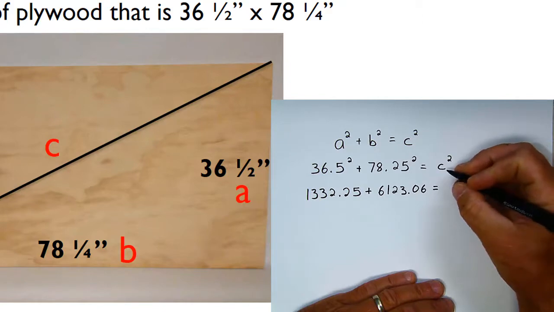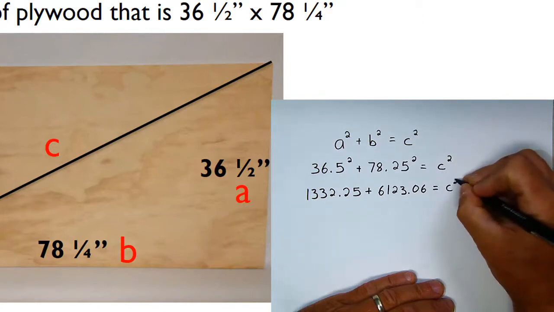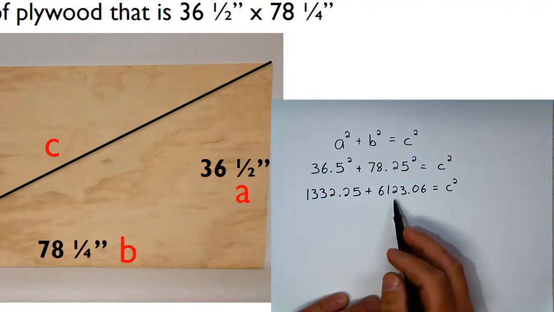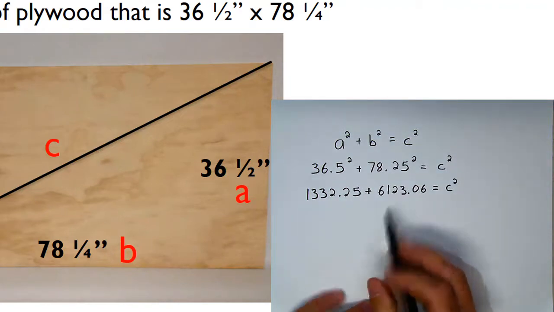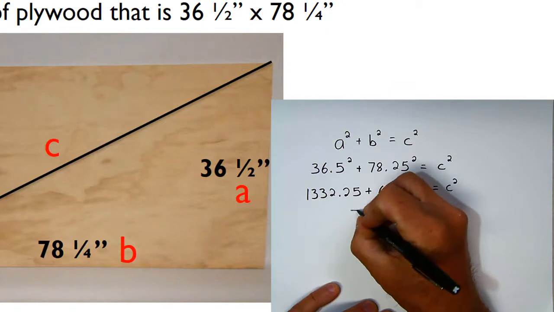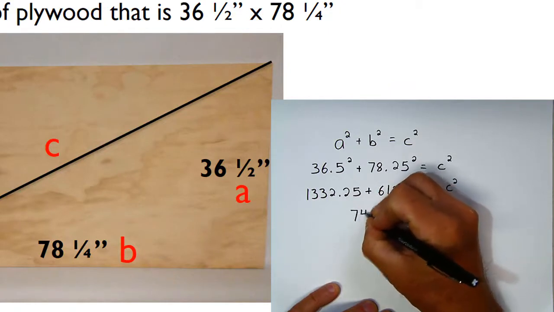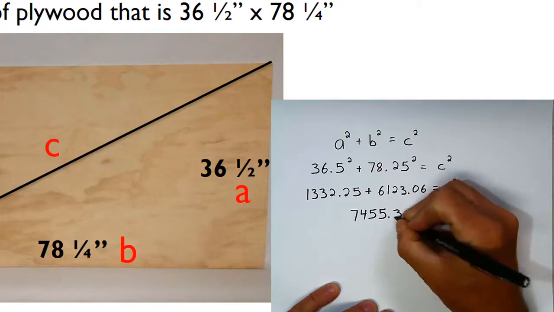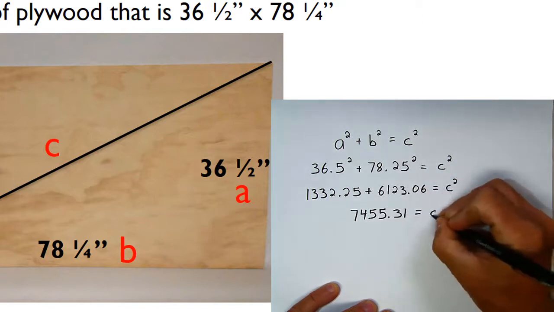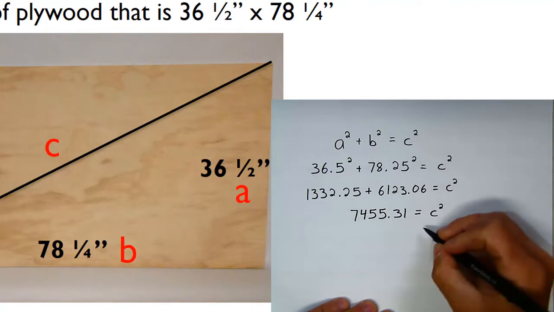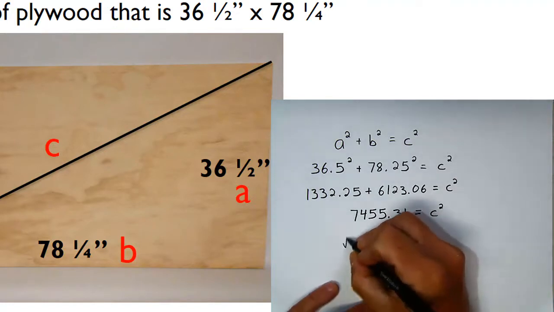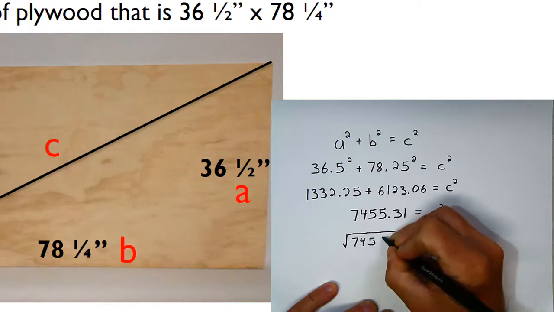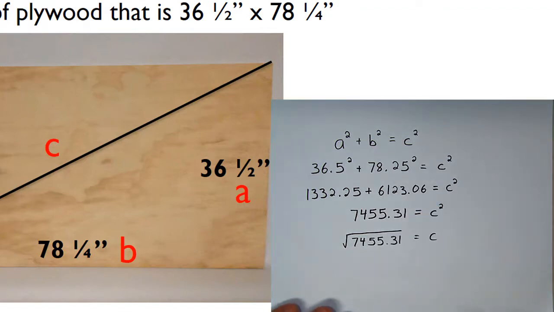And that adds up to c squared. Now, let's go ahead and combine those. 1332.25 plus 6123.06 gives us a total of 7455.31. That's equal to c squared. Now, again, to figure out what c is, we're going to take the square root of that. The square root of 7,455 is what we'll get for a value of c.